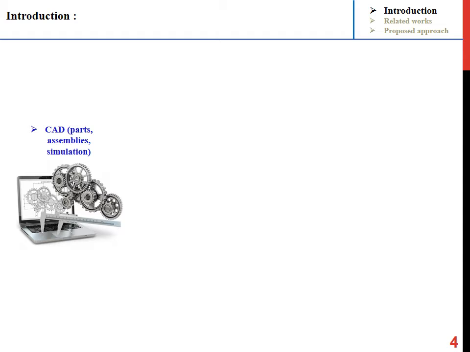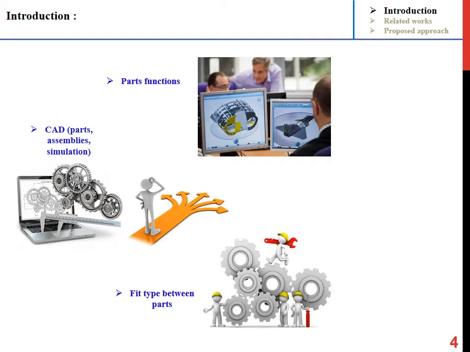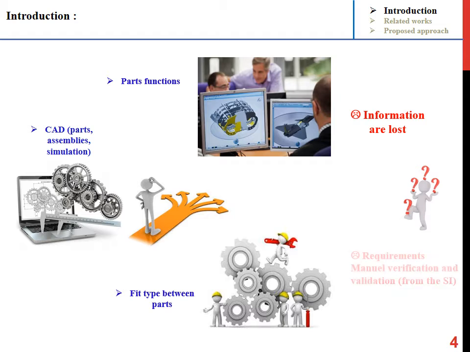When specifying the design solution, the designer always thinks in terms of function to be satisfied and parts interaction into an assembly and how they are mounted together. However, this information is lost once the design solution is validated, and we still need it for the requirement verification and validation done by the system engineering.